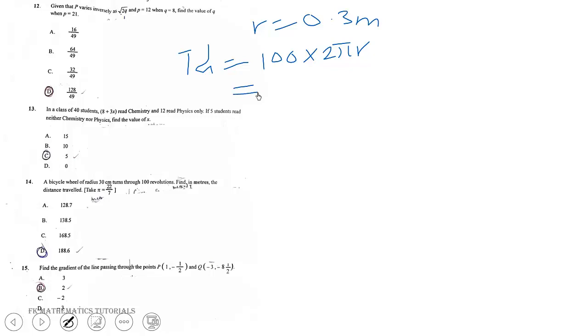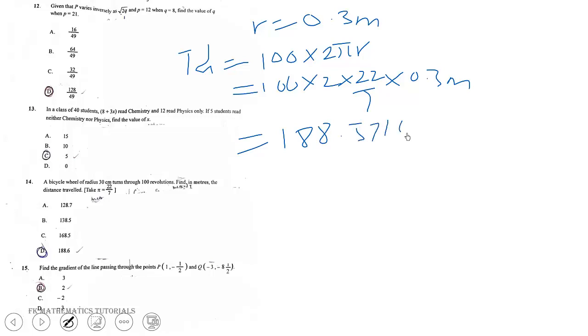So the 2 pi r, where the r is 0.3 centimeters, so 100 times 2 times 22/7 times 0.3 meters. So let's calculate this and see what we will get. So this gives us 188.571428. So in meters, to one decimal place, we have 188.6 meters. The correct answer is D.